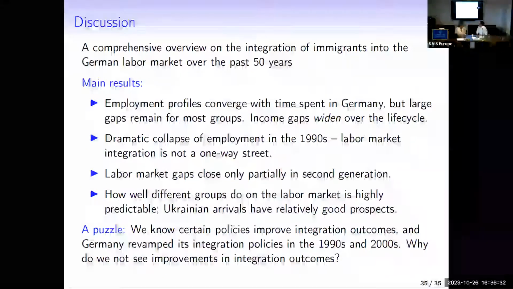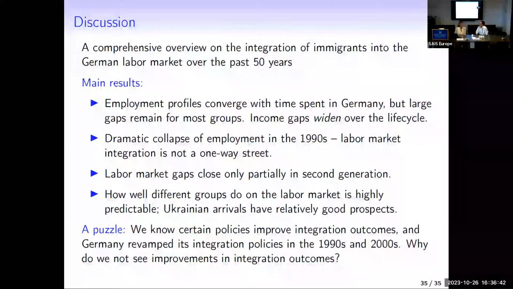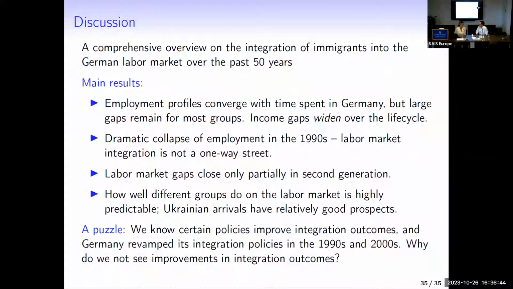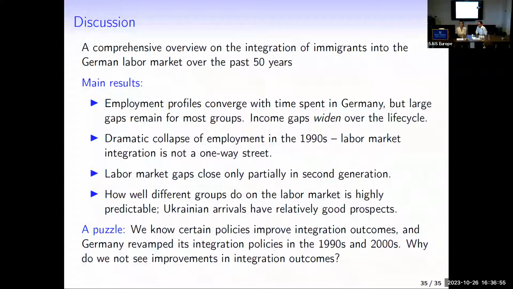Of course, after 10, 15, 20 years, when you still see these very persistent gaps, I think that's not about legal restrictions anymore. That's about, conditional on being allowed to work, it's not working out so well. It could be that some specific cohort of immigrants did not integrate in Germany.